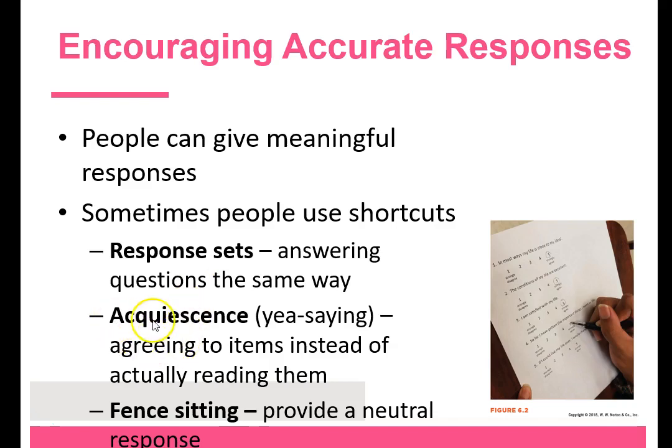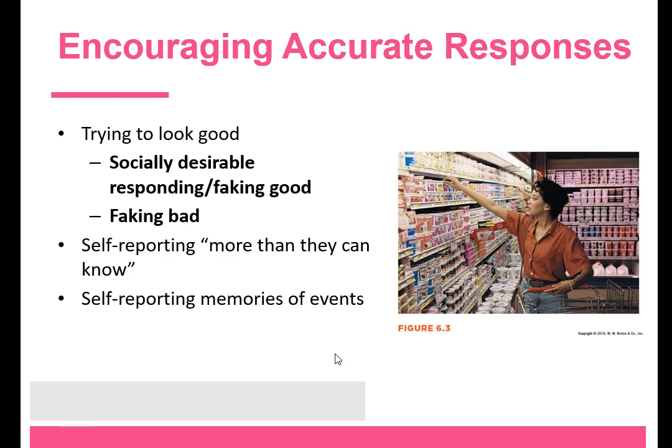Some people have an acquiescence kind of response style, a yea-saying style. These are people who agree to everything. They don't really read the questions. It looks like that's what's happening here. Whatever the question is, they're just answering, I very strongly agree. Just kind of a shortcut for answering the questions. A fence-sitting type of response set would be answering right down the middle, 3s on everything. Kind of providing a neutral response.